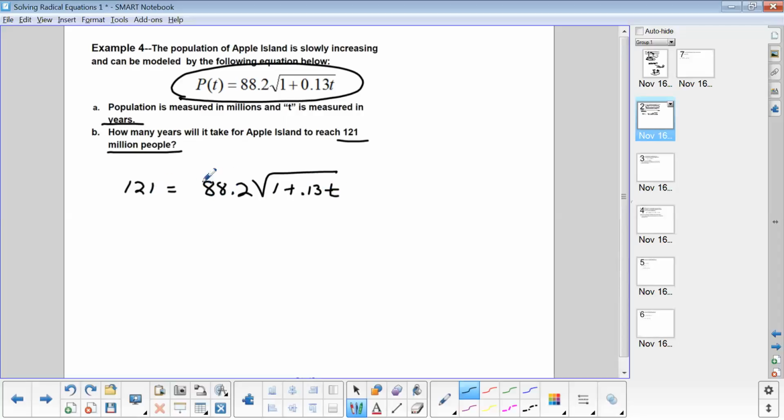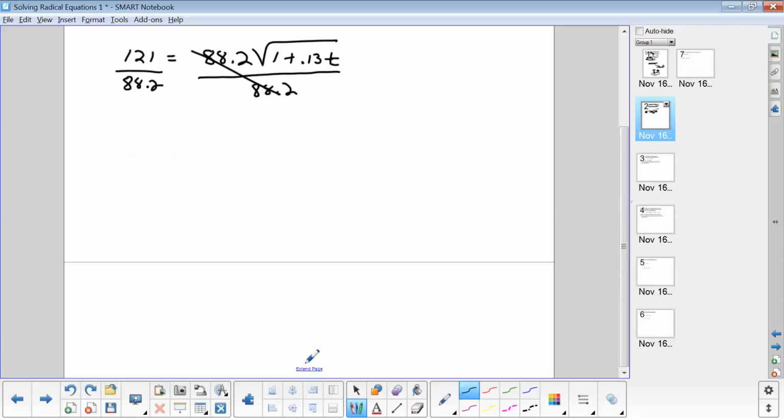So notice this 88.2 times this radical. It's multiplied, so the inverse would be to divide that. And you would divide both sides of the equation. So that goes to 1. And 121 million divided by 88.2 million, we're going to approximate that to about 1.37 million. And I'm still left with this radical.